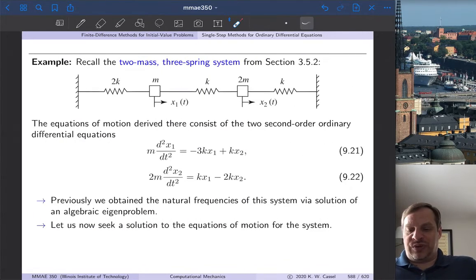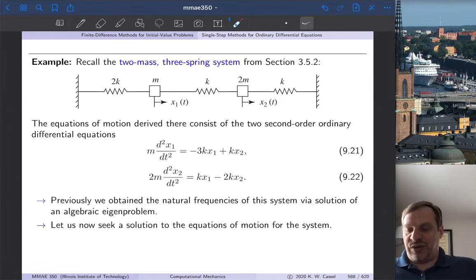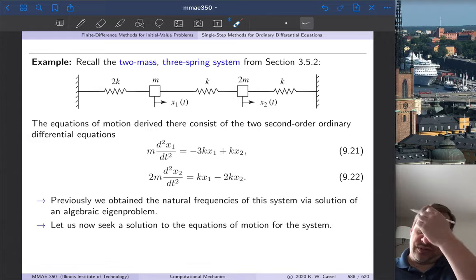The second example that we've seen, from section 3.5.2, was the two mass, three spring system that we looked at before. So we have a mass on the left, double the mass on the right. Their positions are x1 and x2, and then we have three linear springs connecting the two masses together and to the two boundaries on the left and the right. In this case, the wibbling and wobbling is just in the horizontal direction.